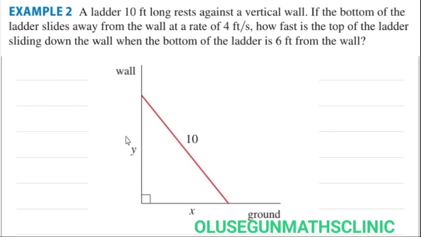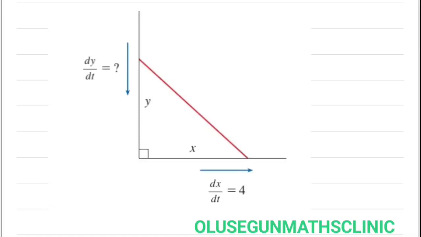Let's also see the diagram. When it says, how fast is the top of the ladder sliding down? As it's sliding down, the ladder will be coming down and x will be increasing. You see now that dy/dt is going down on the y-axis, and the x-axis is increasing as the ladder is sliding down. So now let's prove this mathematically to give a better explanation.